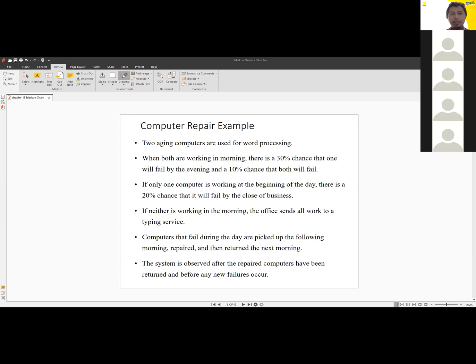Let's say two aging computers are used for word processing. When both are working in the morning, there is a 30% chance that one will fail by evening, and a 10% chance both will fail.